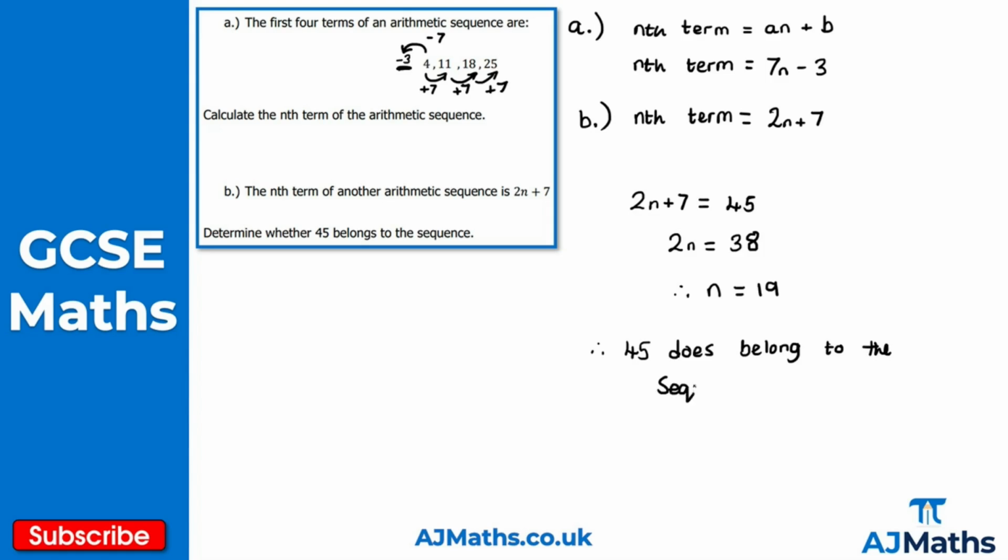And in case you're wondering here then, what does this 19 actually represent? That tells us then the 19th term in the sequence is 45. Okay, so the 19th term here is equal to 45. Okay, and there we have it. So that's our solution to the very last question.